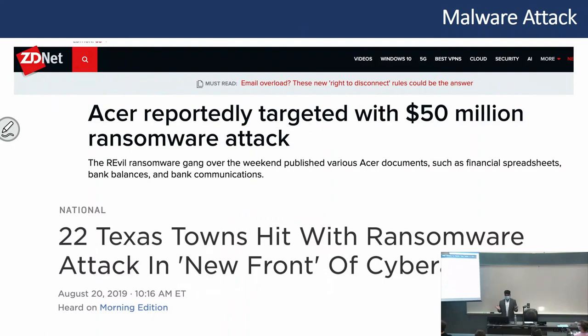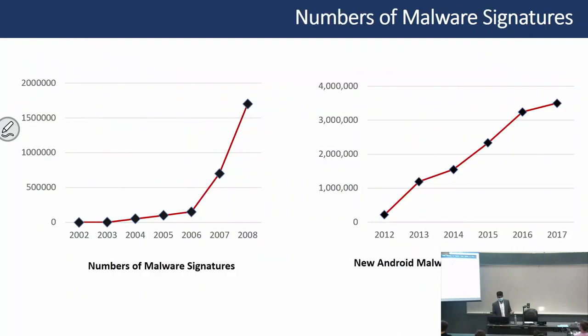Acer, one of the leading laptop manufacturing companies, was targeted with a $50 million ransomware attack. And a couple of years ago, 22 Texas towns were hit with a ransomware attack. So you can clearly see, and as I said, after the presentation, you go back to Google and just type ransomware, you'll see some attack happening today. I'm pretty sure this is happening every day.